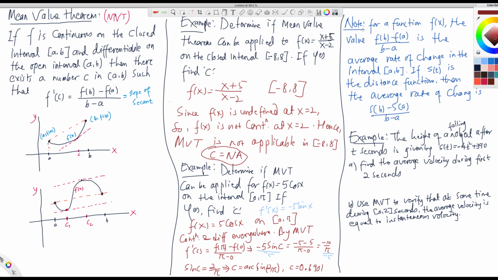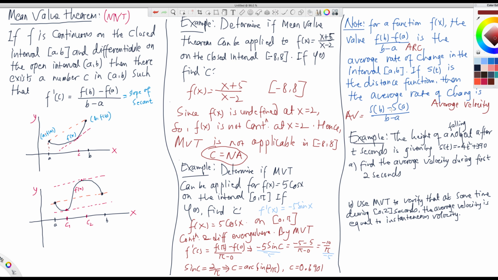Okay, let's talk about a note here. For a function f of x, the value f of b minus f of a over b minus a is the average rate of change in the interval a to b. If, instead of using f, you use s of t, the distance function for a moving object, then the average rate of change is called the average velocity. I can denote it by av. Average velocity is given by s of b minus s of a over b minus a.